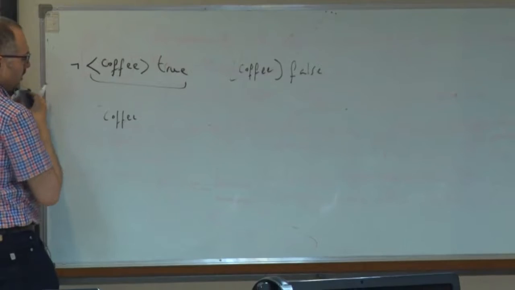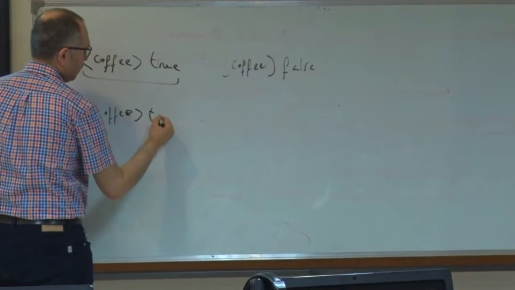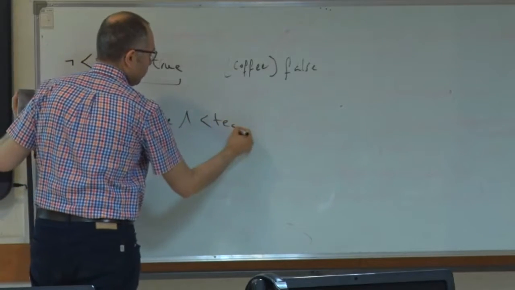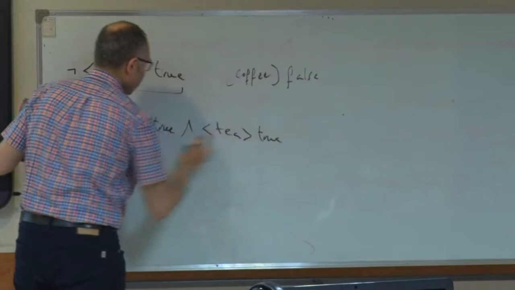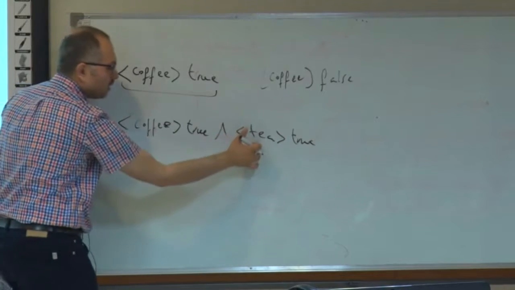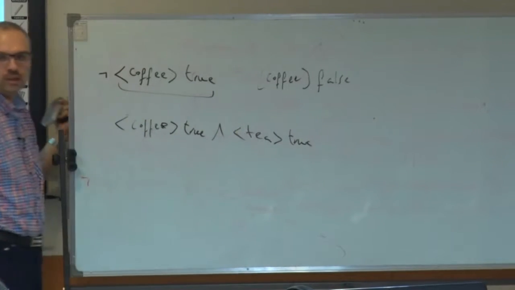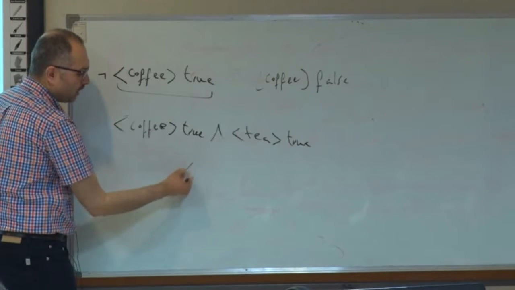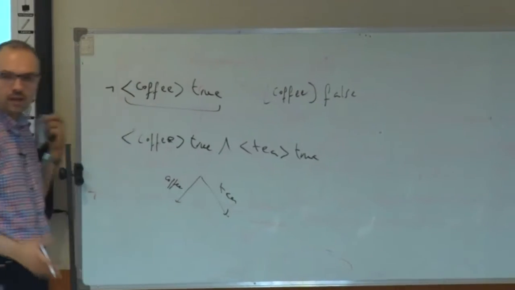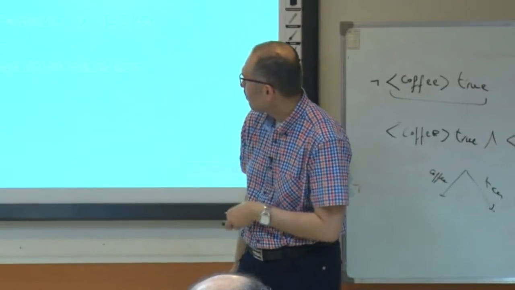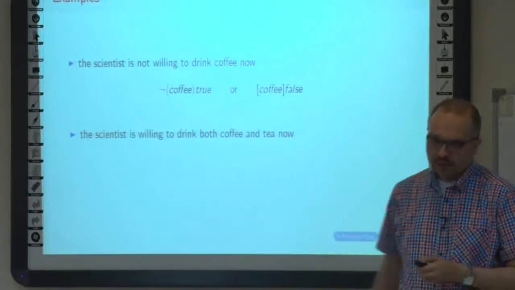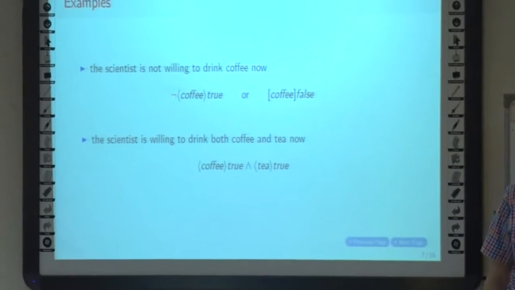Diamond coffee true. Right. And diamond tea. Perfect. That's very good. So this is saying you can do a coffee action right now, and then you satisfy true, which is always satisfied. And you can do a tea action right now, and then you satisfy true, but that's also trivially satisfied. So you can do a coffee, at least one, maybe more, and you can do a tea right now. And that was exactly what we wrote down in plain English, right? The scientist is willing to drink both coffee and tea. Very good.